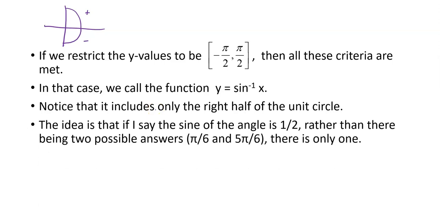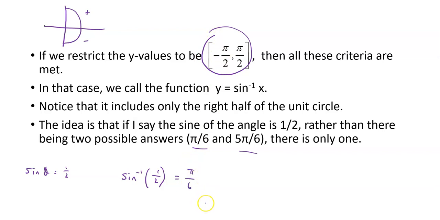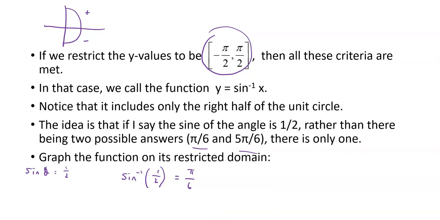Why do we do this? Well, the idea is if I say the sine of an angle is a half, rather than there being two possible answers, there's only one. So sometimes the question will say, give all theta values for which the sine of theta is equal to 1/2. So if it says the sine of theta equals 1/2, give all values of theta, then you would give both of those. On the other hand, if the question says give the inverse sine of 1/2, the inverse sine of 1/2 is that place on the unit circle between negative pi over 2 and pi over 2, where the sine is a half, so I go back and I look at it, and the only one that works is pi over 6. 5 pi over 6 is beyond pi over 2. It's more than pi over 2. All right, we already graphed it on this restricted domain.